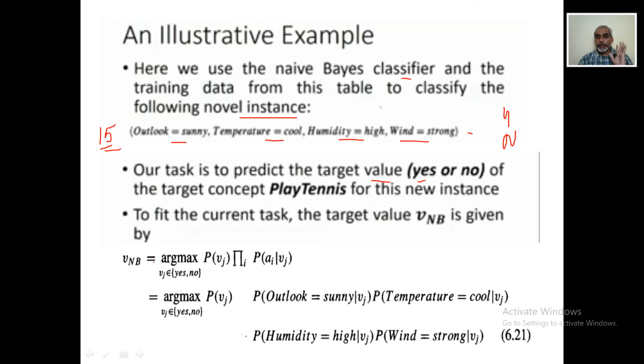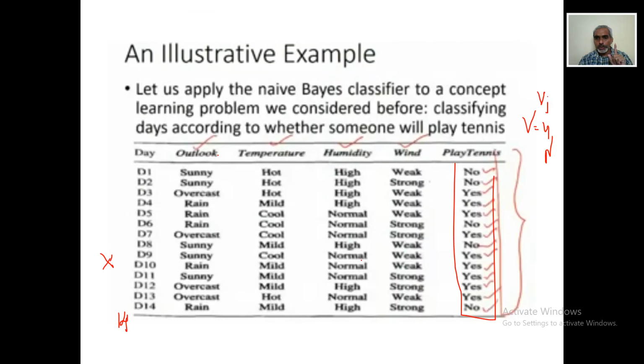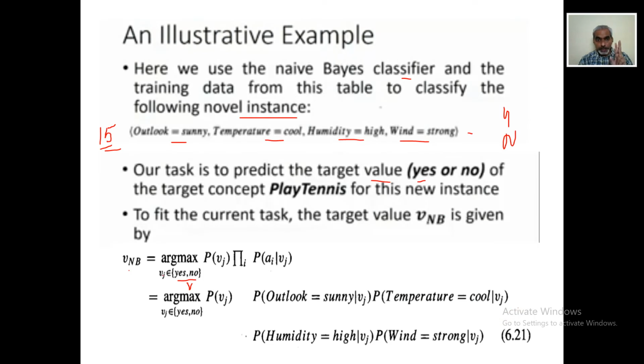Now we are going to apply the equation. Listen carefully, it's very simple. Now we'll write the equation. V of NB is equal to argmax of Vj belonging to capital V. Now capital V, what are the 2 values the target can take? Yes or no, right? Sometimes it might be 3 also, depending upon our data. In this example, only 2. So the capital V is either yes or no. Probability of Vj, product over i of probability of Ai given Vj.